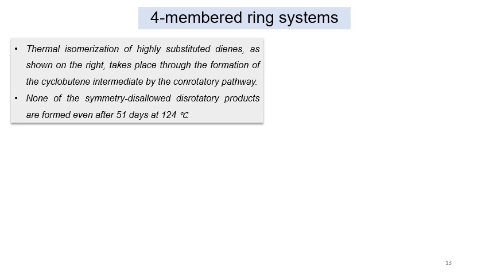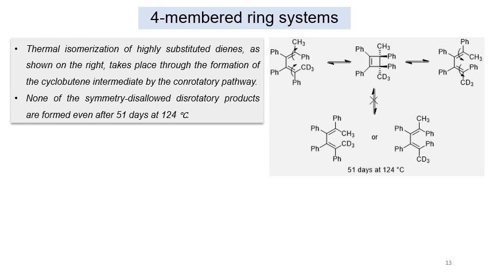Let's now see the thermal isomerization of this particular diene. This obviously undergoes an isomerization by the formation of the cyclobutene via a conrotatory pathway. So this particular compound is now isomerizing to this particular compound via the formation of this particular cyclobutene. And interestingly, in this particular case, neither of the two products which arise from disrotation is formed, even after 51 days at high temperature. So these reactions are highly stereospecific and follow only the pathway that is permitted by the Woodward-Hoffmann rules.